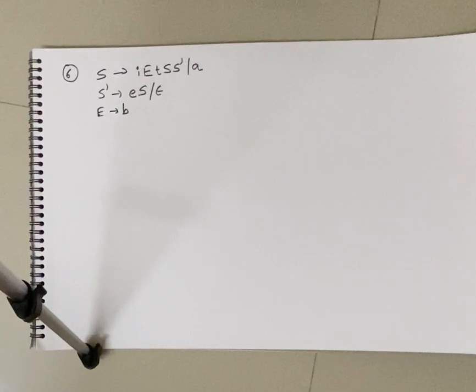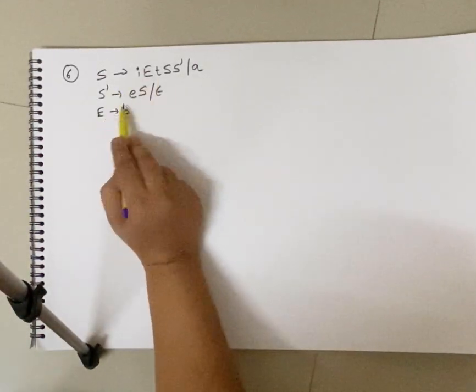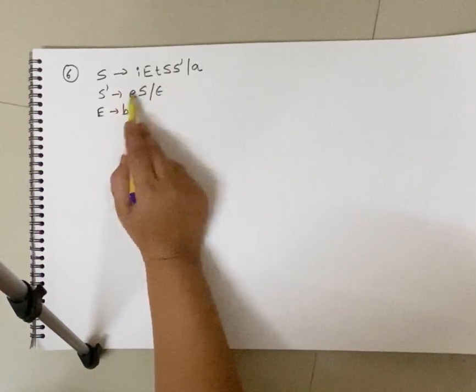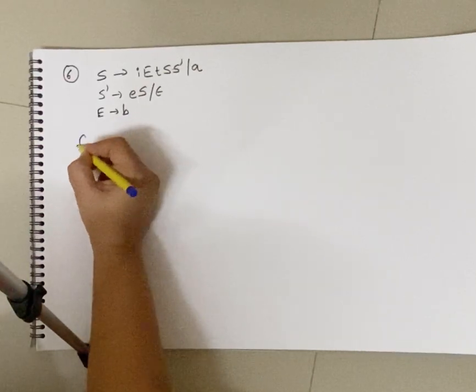So we are going to calculate first and follow for this and create the table. Do we have any kind of left recursion here? No, we have already eliminated left recursion, as you can observe over here. Now we are going to calculate first.